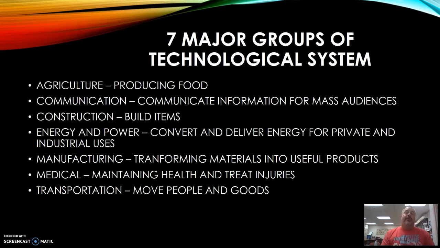Now, there are seven major groups of technological systems. Okay, you have your agricultural, basically produces the food for the world. You have all these companies that farm, gather all this stuff and change your raw products into something that can be consumed. Communication, creating different ways to communicate information for mass audiences. Your cell phones, okay, computers.